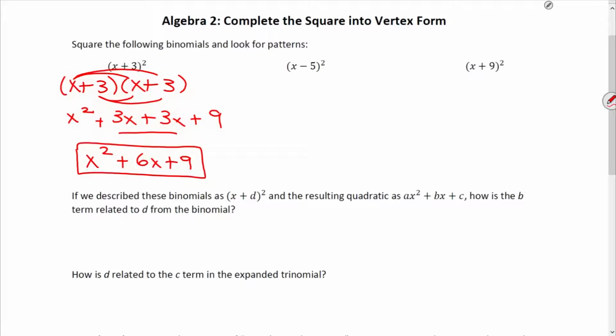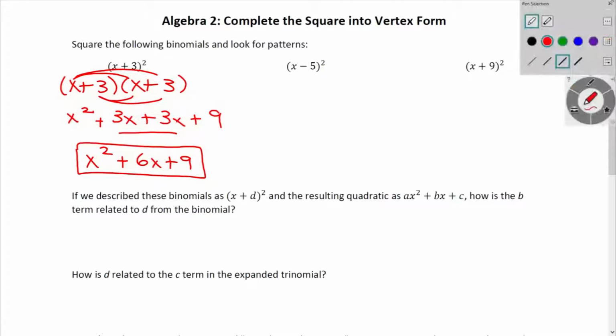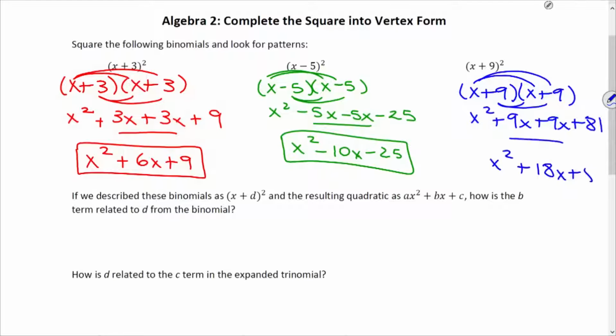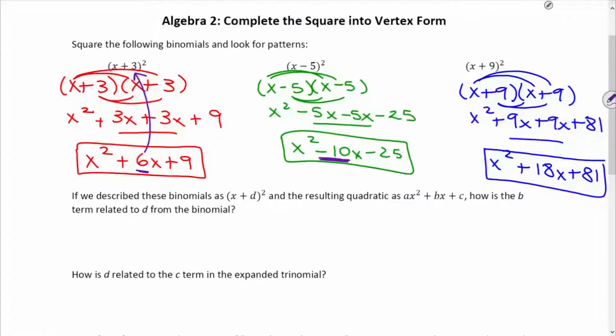And I will do these other two binomials in the exact same way. If we describe these binomials, the ones we started with, as x plus d squared, and the resulting quadratic as ax squared plus bx plus c, how is the b term, how is this 6 term related to this term that we started with? How is the negative 10 related to this term we started with? And how is the 18 related to this term we started with?